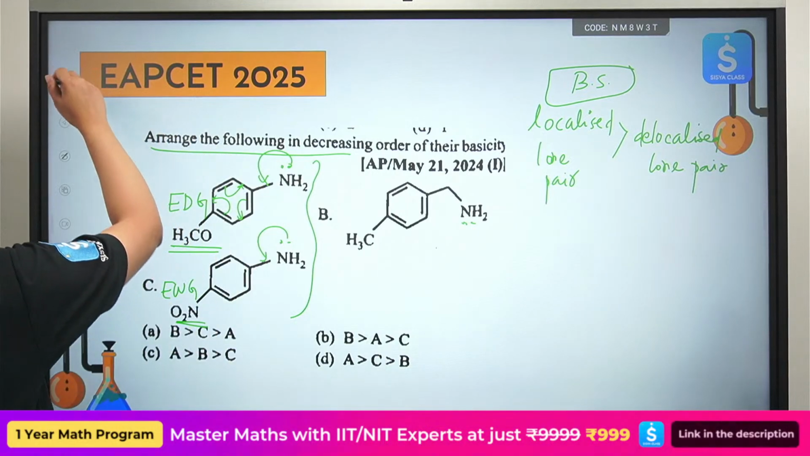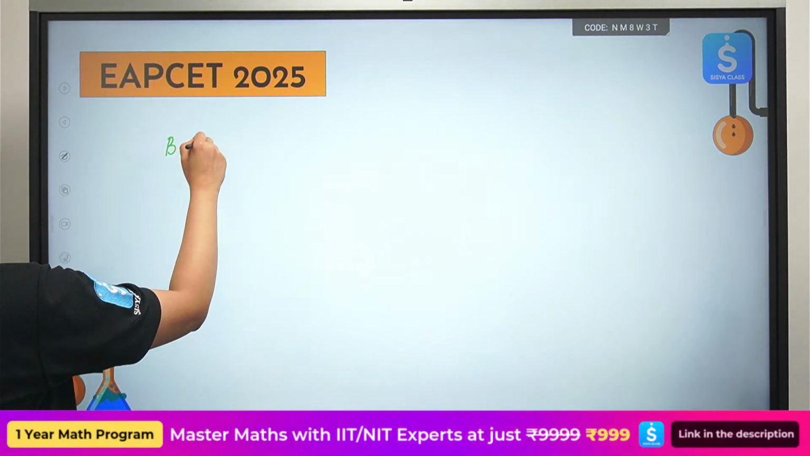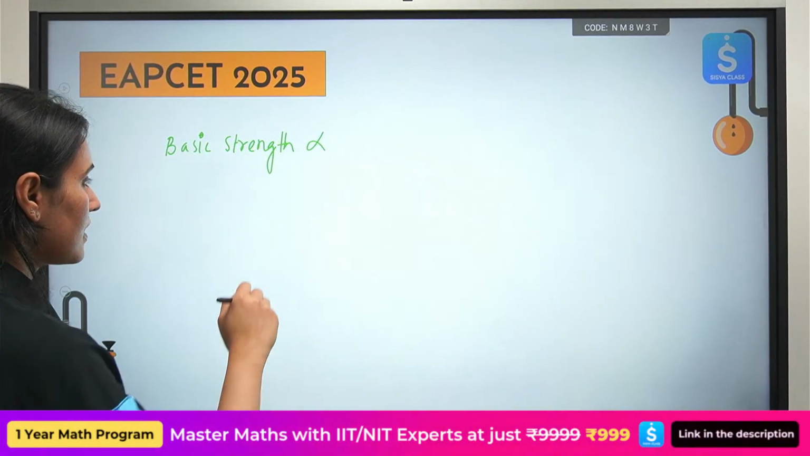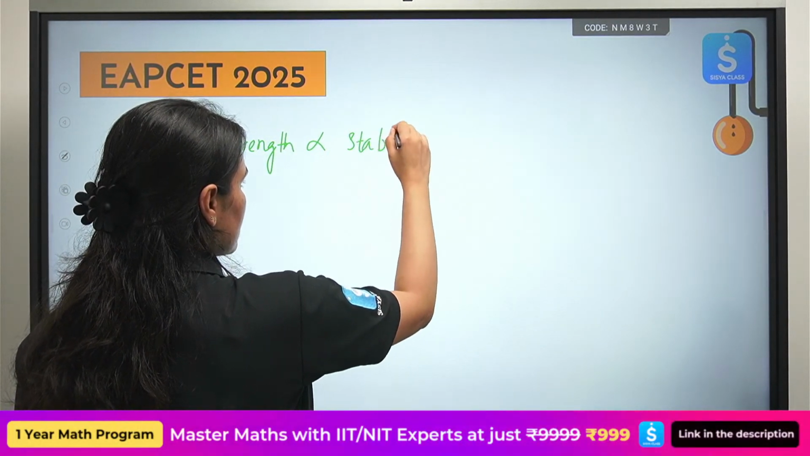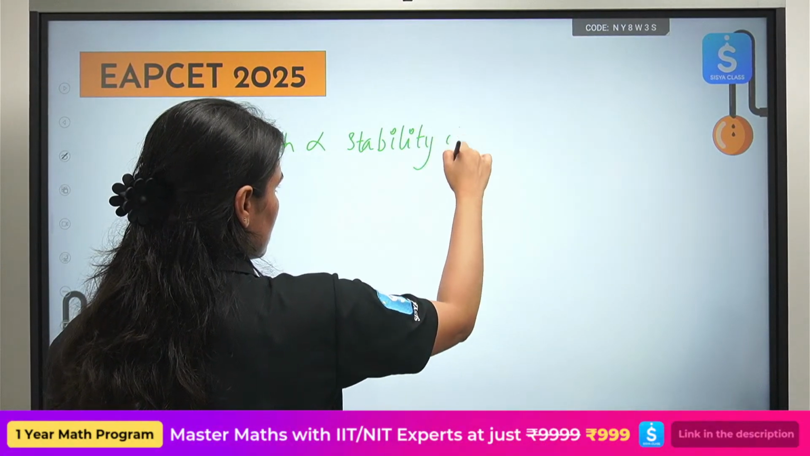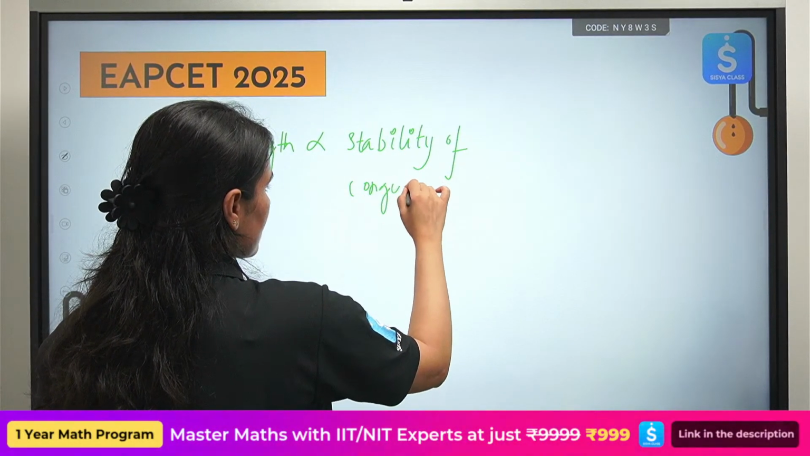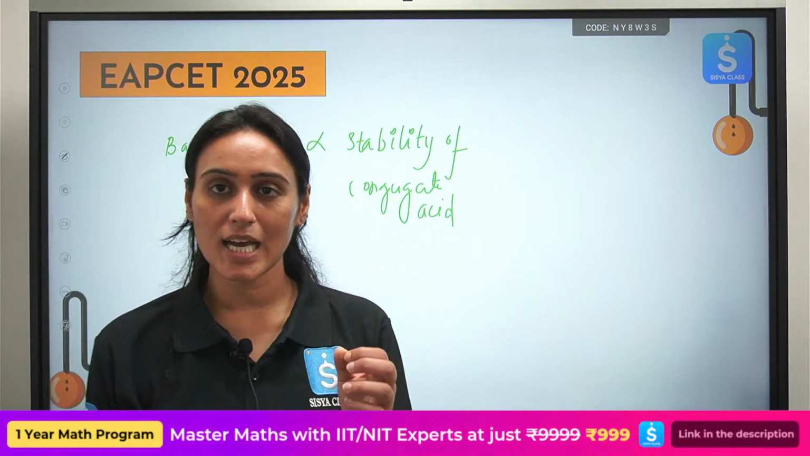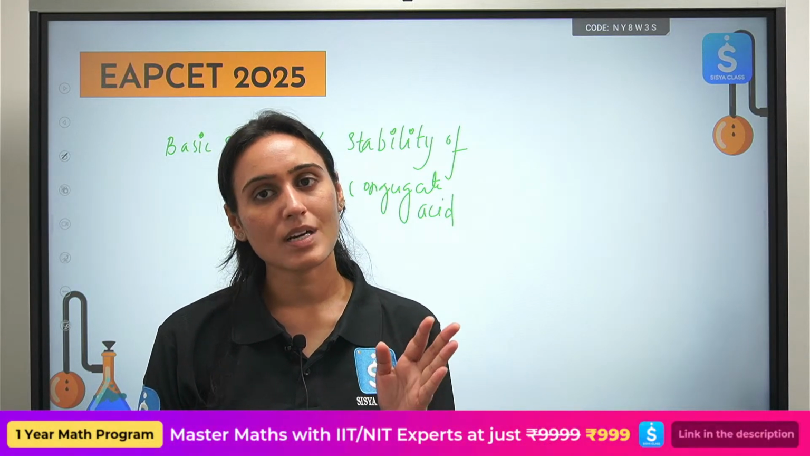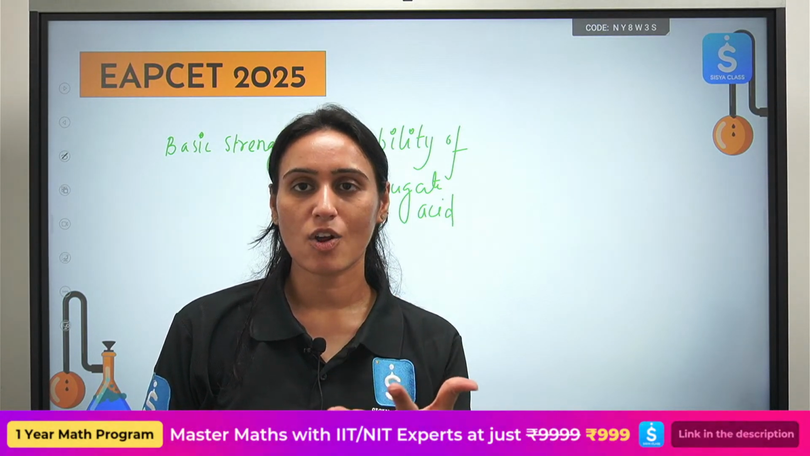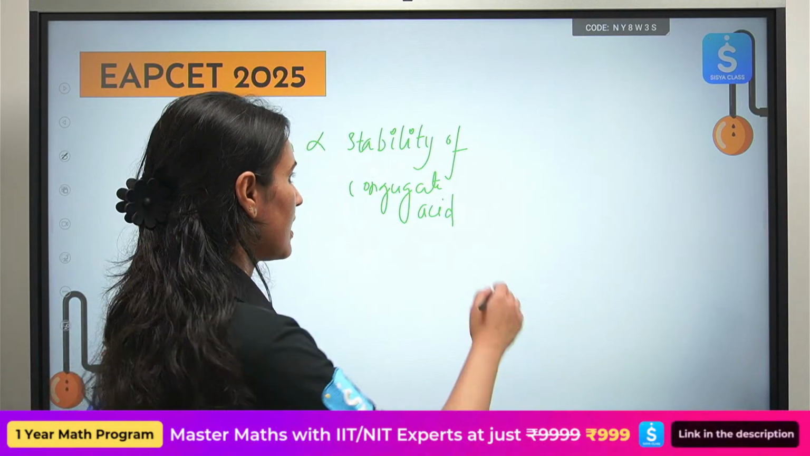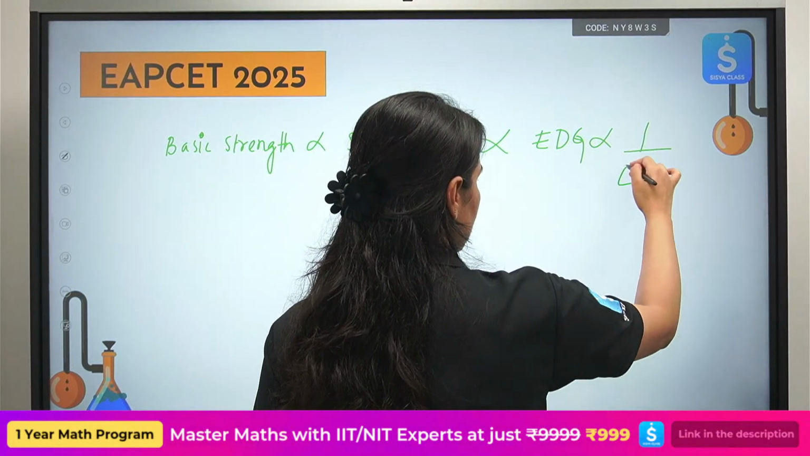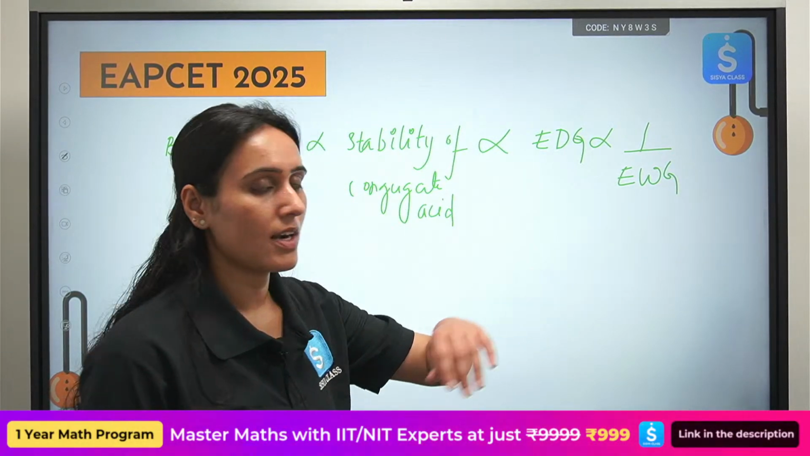And I have told you this thing also. Basic strength depends upon stability of conjugate acid, which is a positively charged species. And how do we stabilize something which is positively charged? We have to make it neutral somehow. How do we neutralize it? By attaching some electron donating group to it. So electron donating groups will stabilize it and electron withdrawing groups will destabilize it. So if you remember this order, you can easily answer.